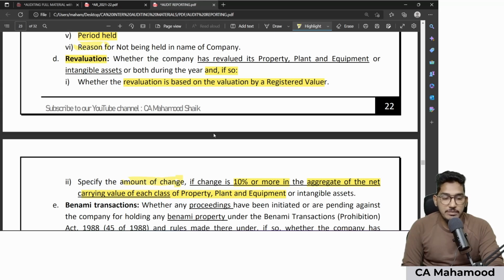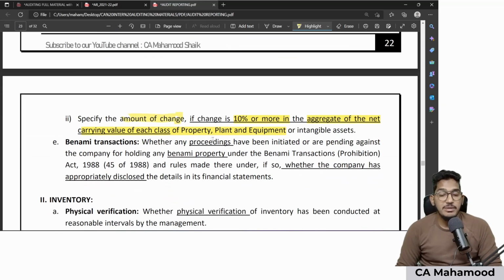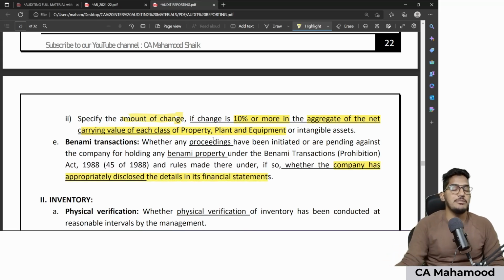Next, last point regarding PPE, whether any proceedings have been initiated or are pending against the company for holding Benami properties. Whether any case has been filed against your company, or whether any case is already going on against the company for holding Benami property. If yes, whether the company, without hiding, disclosed the details of those proceedings in the financial statements or not, that I need to comment.